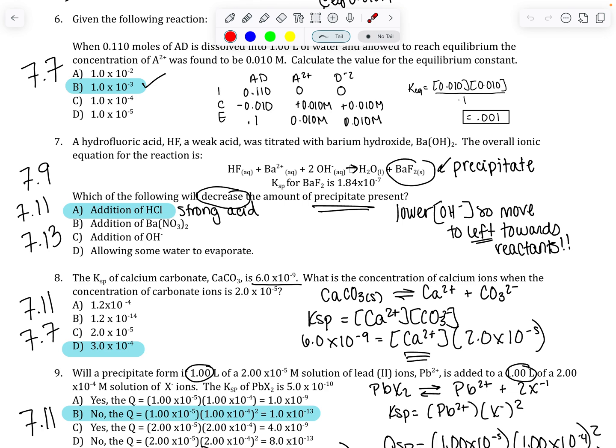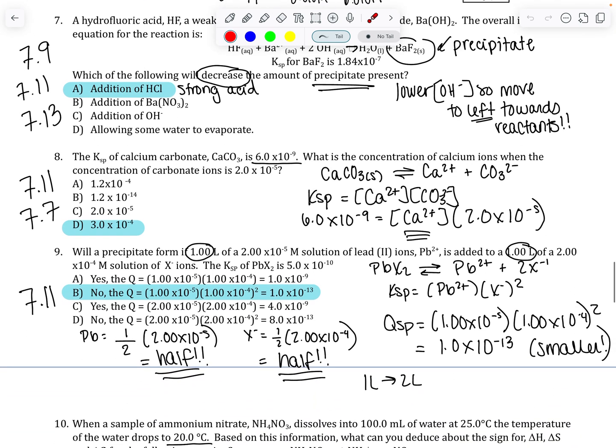So let's look at all the wrong ones. If I add barium nitrate, we're going to end up with more barium. So we'd increase this. So that means it would move to the right. That's wrong. If I add OH, I'd be adding this. That's going to be wrong because that's going to go to the right. We don't want that. Allowing water to evaporate would change all the concentrations, right? It would increase all the concentrations. But this is a solid, so that wouldn't affect it. So we need the addition of HCl, because if I add HCl, and this is just what we did in 713, I'm adding hydrogens, which would bond with this, which would lower that concentration, so it would all move left.